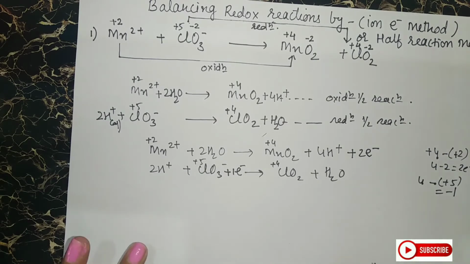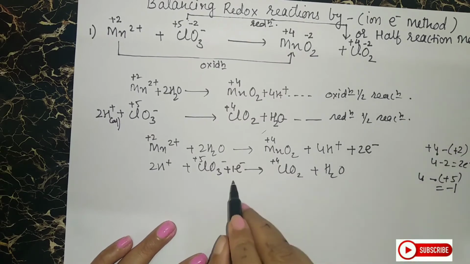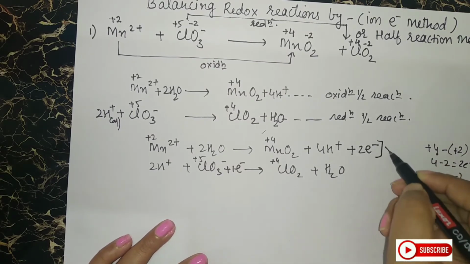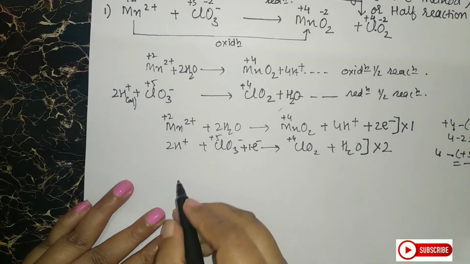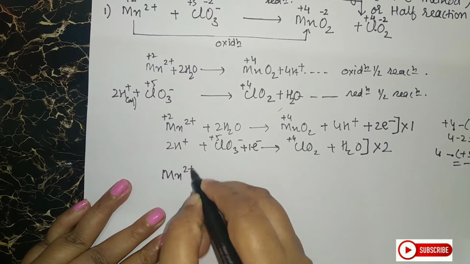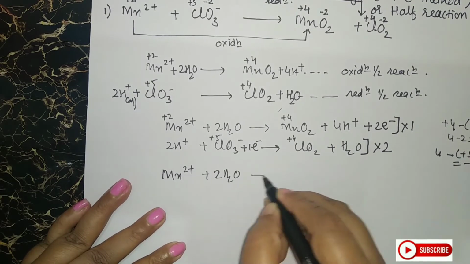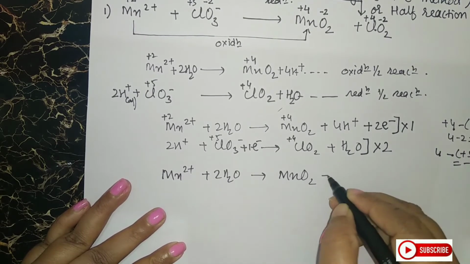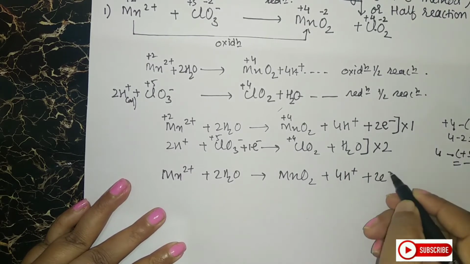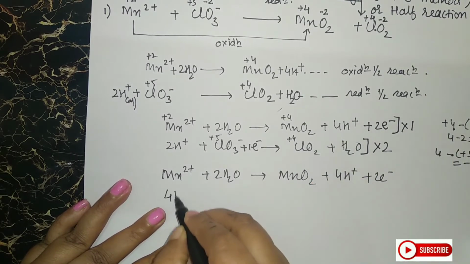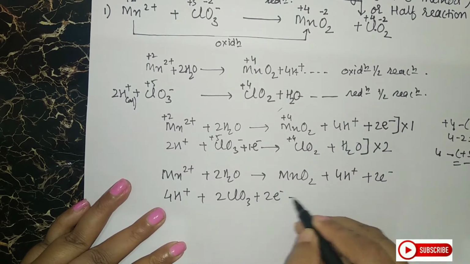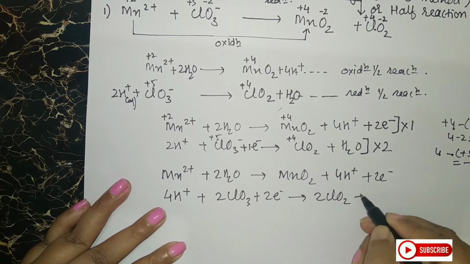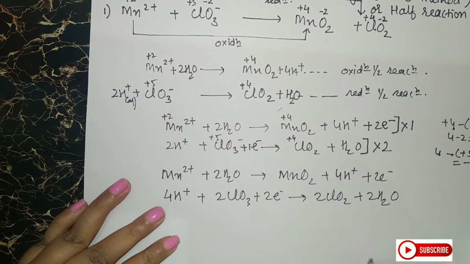The next rule is you have to balance the electrons on both the sides. If I see here it is 2 electrons, here it is 1 electron. So I should multiply this equation throughout by 1 and this by 2 and rewrite the equation. So I will get Mn2+ plus 2H2O gives MnO2 plus 4H+ plus 2 electrons, and this equation will become 4H+ plus 2ClO3- plus 2 electrons gives 2ClO2. Students, you have to multiply throughout. So this is what you got.